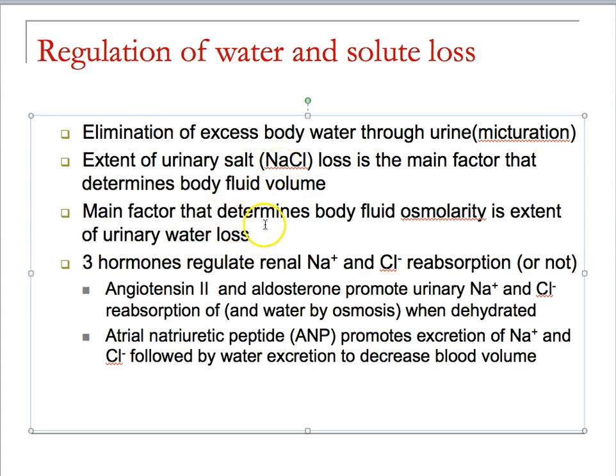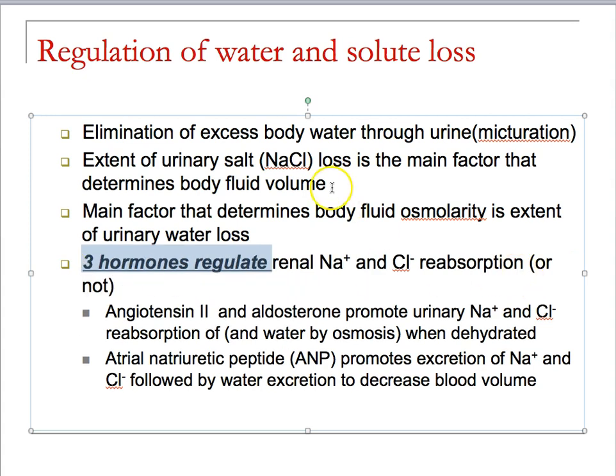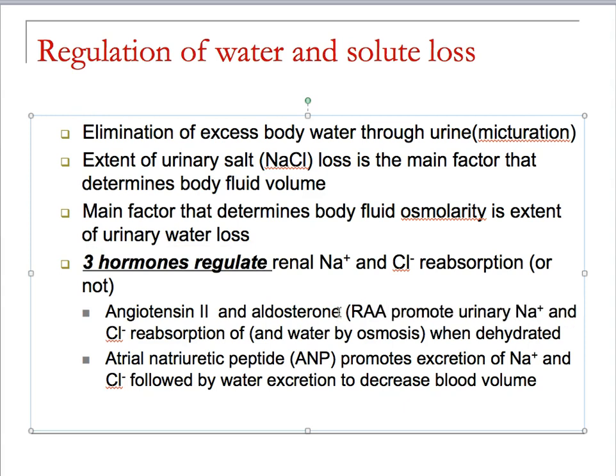Okay? The main factors that determine the osmolarity is the amount of water loss, because if you lose more water, you actually increase the osmolarity. And there are 3 hormones, our 3 friends. We can't get rid of these guys all semester long. Okay, we have angiotensin II and aldosterone. And remember, these were made from the RAA pathway.